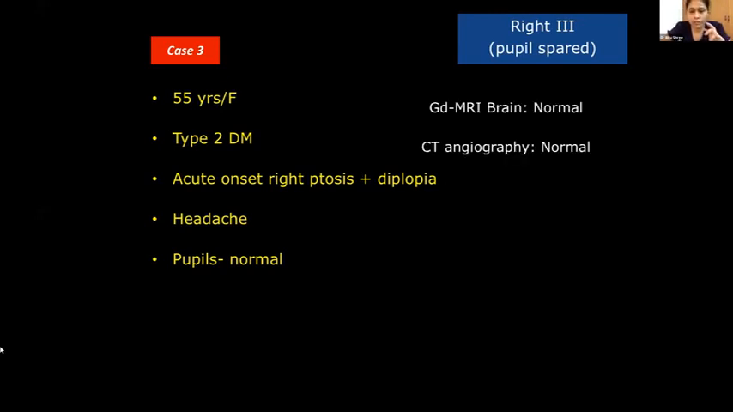When we did the MRI, it was normal, and CT angiography was normal. And this was the classic case of diabetic ischemic oculomotor involvement. In all the patients with painful oculomotor third cranial nerve palsy, you must go with CT angiography because an aneurysm must be ruled out.